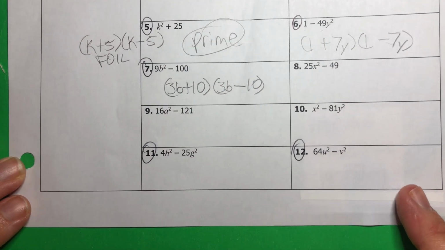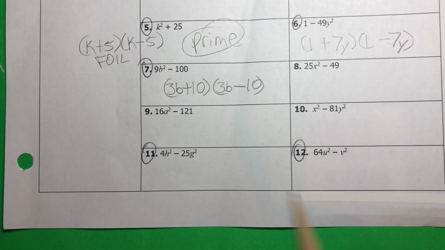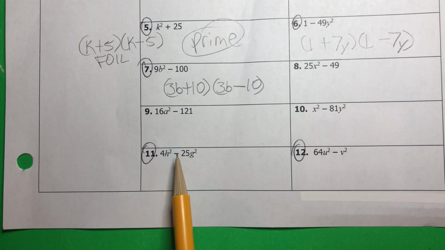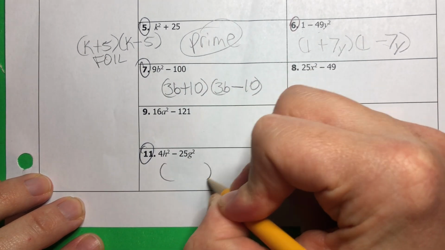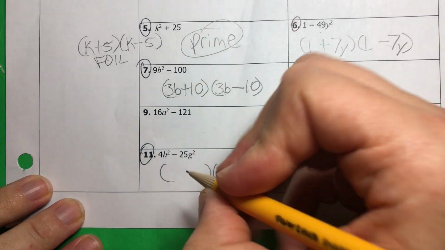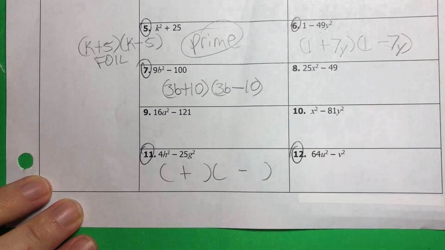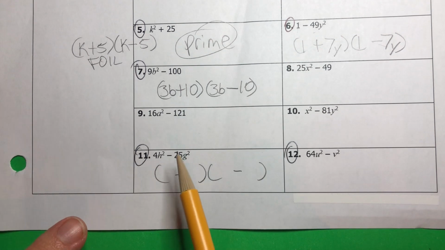And the last ones I have on here are 11 and 12. Okay, can we do difference of squares? Yes, we can, because we have subtraction and we can square root both of these terms. Same setup. 2 sets of parentheses, addition, and subtraction.